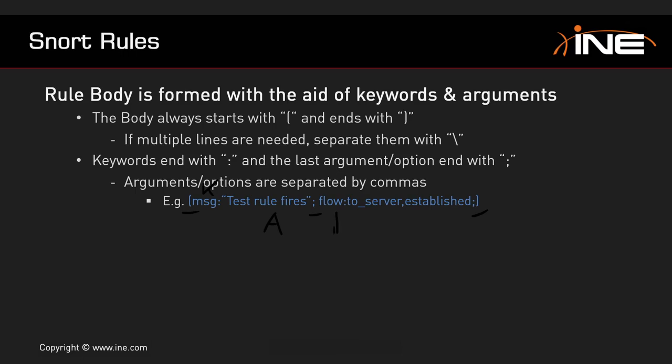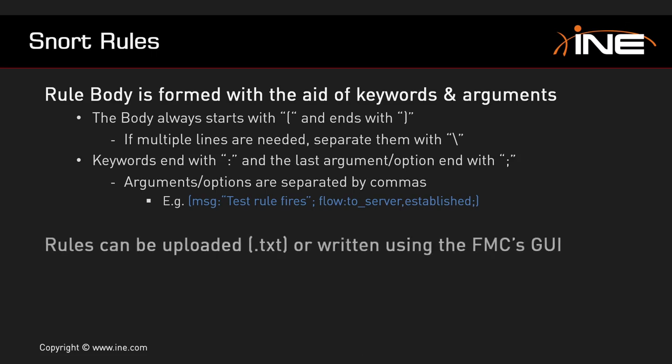Then flow is what makes another keyword. It ends with a colon. And then toServer, this is going to be our first argument. And then established is what makes the second of the arguments. They are separated with a comma, and the last argument ends with a semicolon. So it is definitely useful to remember those argument and keyword separators. It's going to make the process of building the rules much easier.